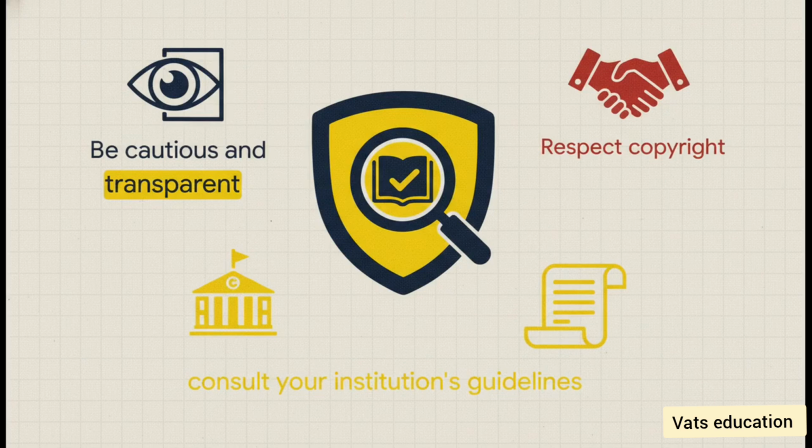So yeah, the bottom line is this: be transparent. Be crystal clear about when and how you're using these tools. Always respect copyright and intellectual property. And the big one? Always check your school or university's specific rules on academic integrity. They have guidelines for a reason, and it's on you to know them and follow them.